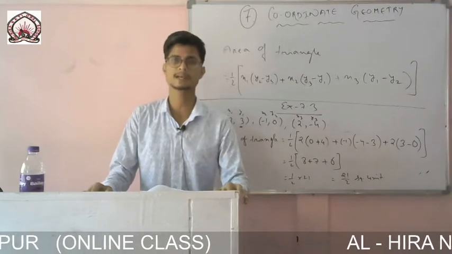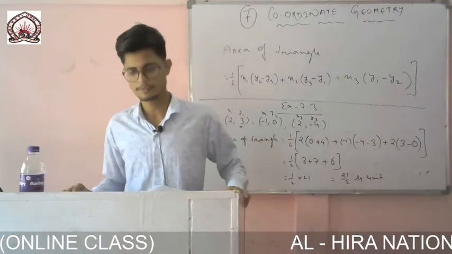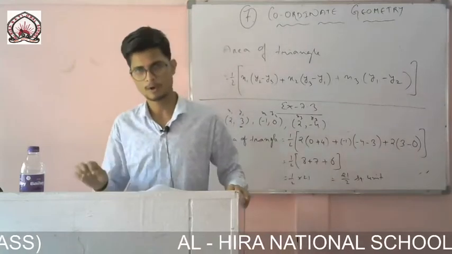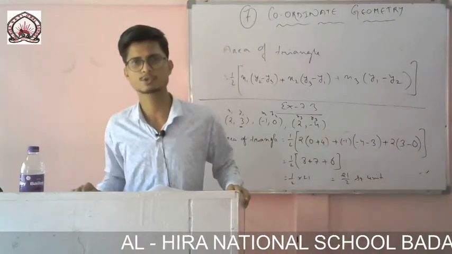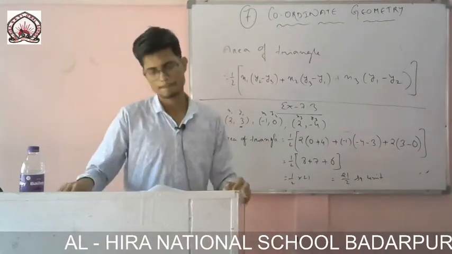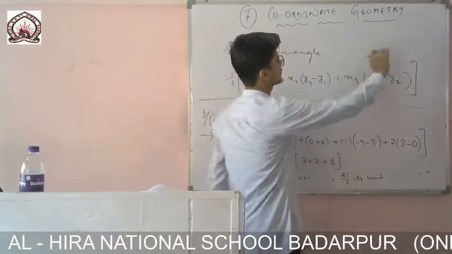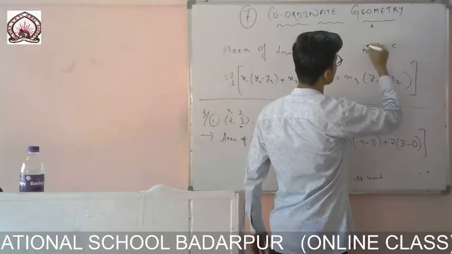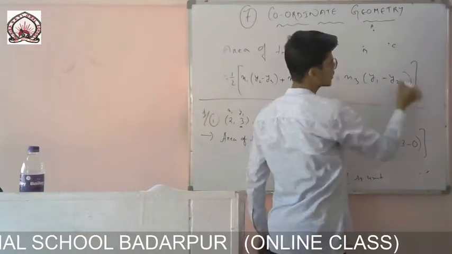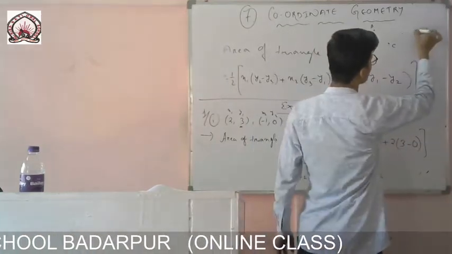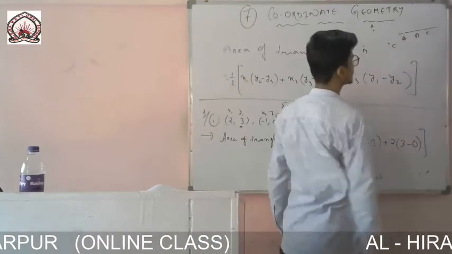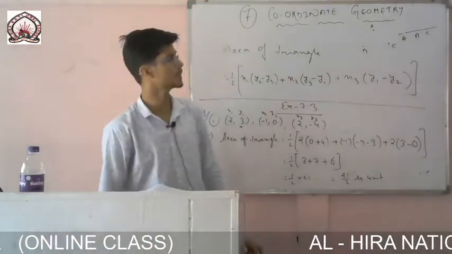So what I have said, the collinear definition: if three or more points are on the same line, then they are said to be collinear. Okay, so if three points A, B and C are like this, then they are non-collinear. But if they form a straight line, then only they will be collinear. They lie on the same straight line, then only they will be collinear.